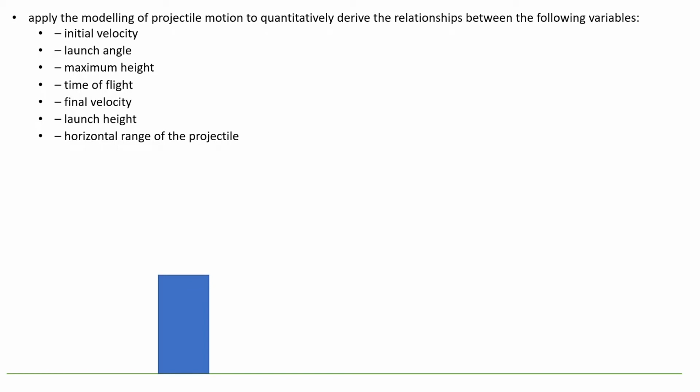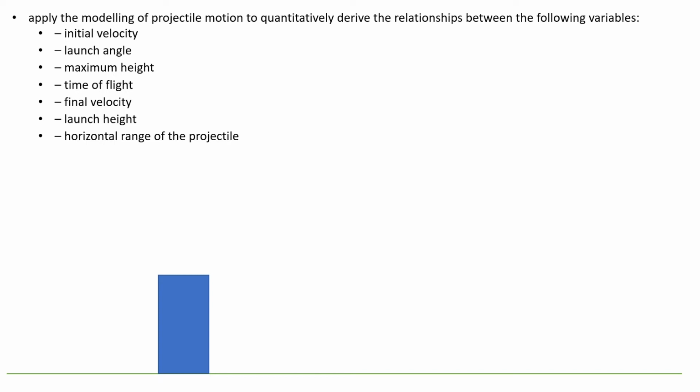Let's firstly just look at some of these terms that they've used in the dot point, and then we'll look at a specific scenario in order to try to derive these relationships. So what we're doing is applying the modeling of projectile motion. So what does that mean? As we stated in the previous dot point, we've now developed a model for projectile motion in the sense that we have a picture in our mind where we only consider gravity as the only force that acts on a projectile, and we assume that we have zero air resistance as well.